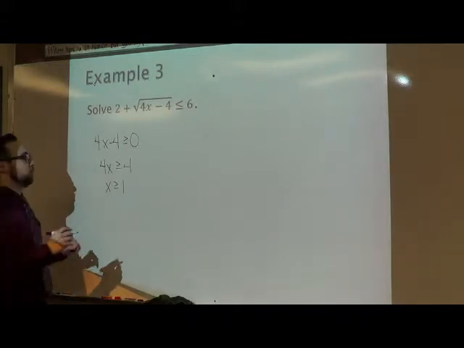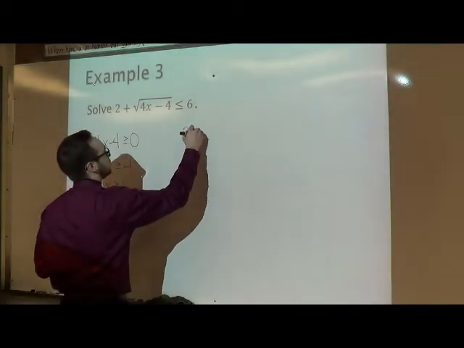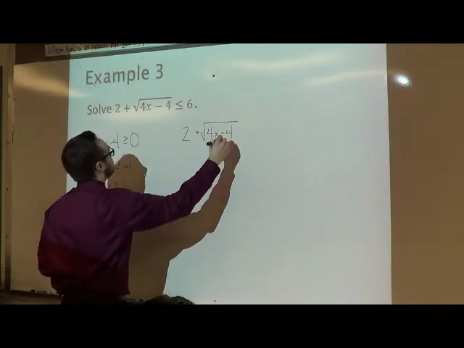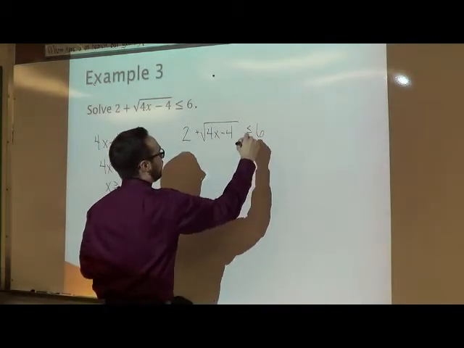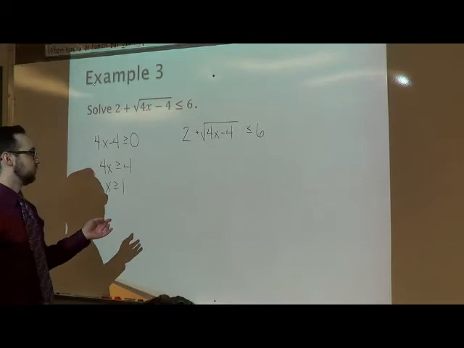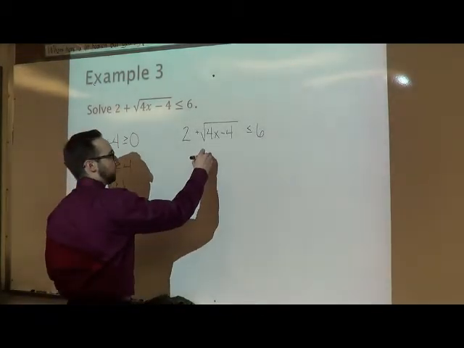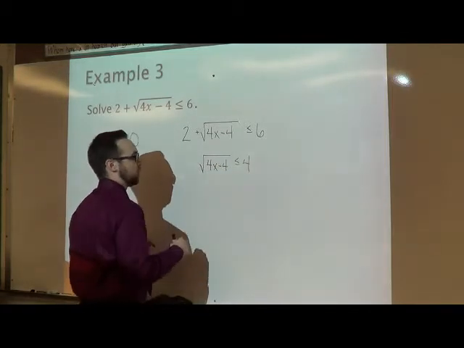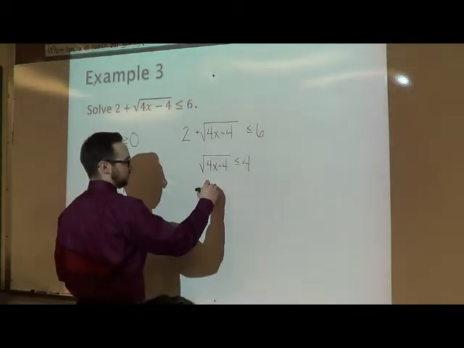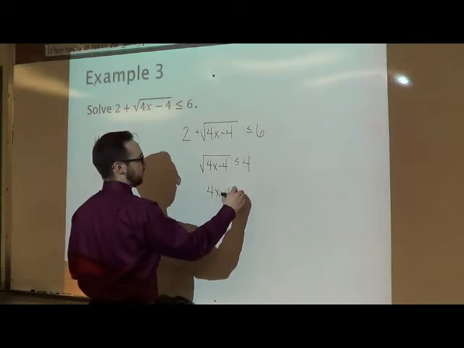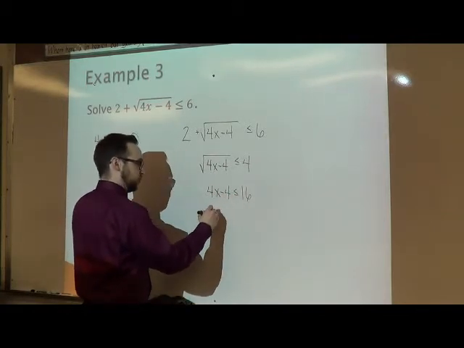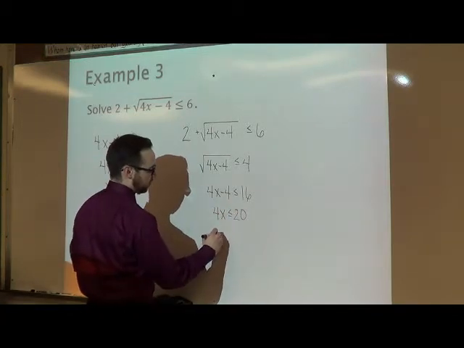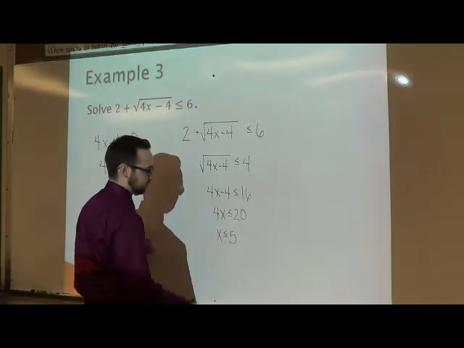So now let's go back to the original. We're going to solve this just like a normal equation. If I subtract the 2, we get the square root of 4x minus 4, less than or equal to 4. Square both sides. 4x minus 4, less than or equal to 16. And solve. Add 4. 4x less than or equal to 20. Divide by 4. x less than or equal to 5.